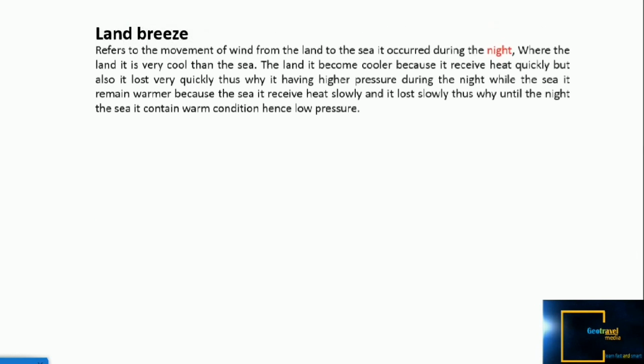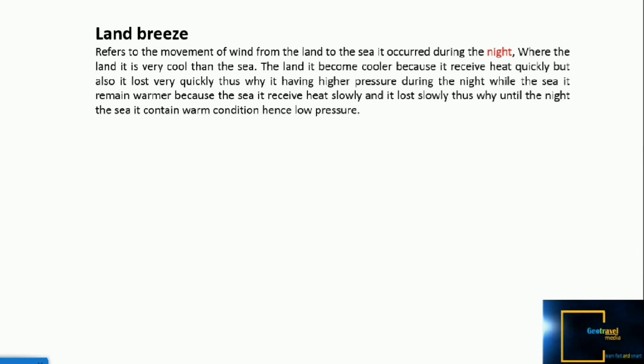The action reverses during the night when we have land breeze. Land breeze refers to the movement of wind from the land to the sea. Land breeze occurs during the night, where the land is cooler than the sea. The land becomes cooler because it receives heat quickly, but it also loses it very quickly. That's why it has high pressure during the night, while the sea remains warmer because the sea receives heat slowly and loses it slowly. Thus, until the night, the sea remains in a warm condition, hence low pressure.